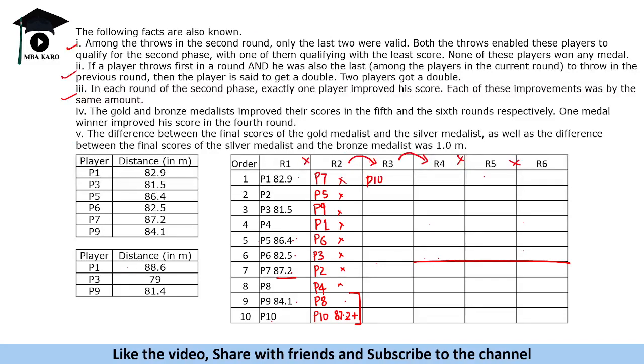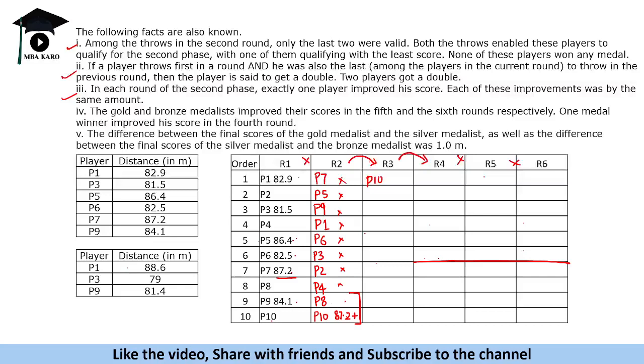Now one of the questions was which of these players had a double. So if you solved even this part, you could have answered one of the questions. Now let's see the next part. Next we have that there are two players who came to the top 6, and one of them qualified with the least score. That means one of them was rank 6.